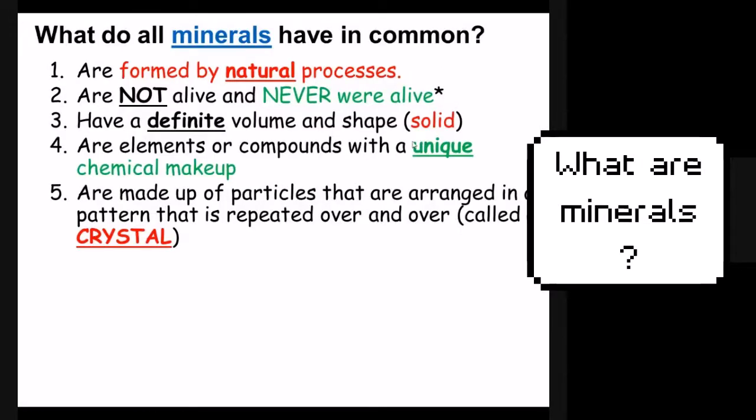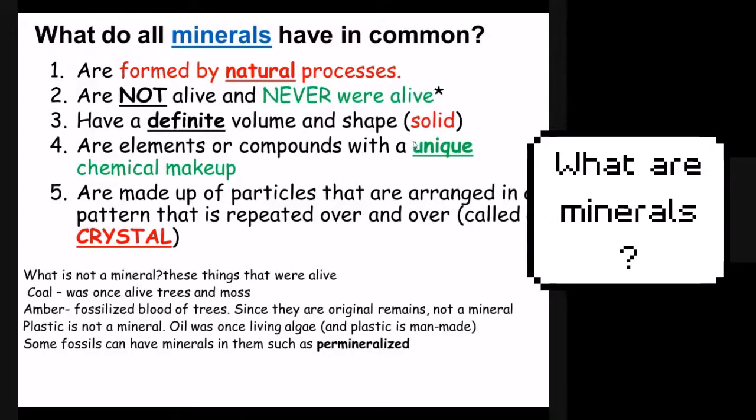Now, what do all minerals have in common? To be considered a mineral, all five of these things must be true. One, a mineral has to be formed by natural processes. Two, a mineral must never have been alive, so something like coal would not count. Three, a mineral must have a definite volume and shape. It must be a solid. It must have a unique chemical makeup that does not change over time. And finally, a mineral must have an arranged pattern called a crystal.